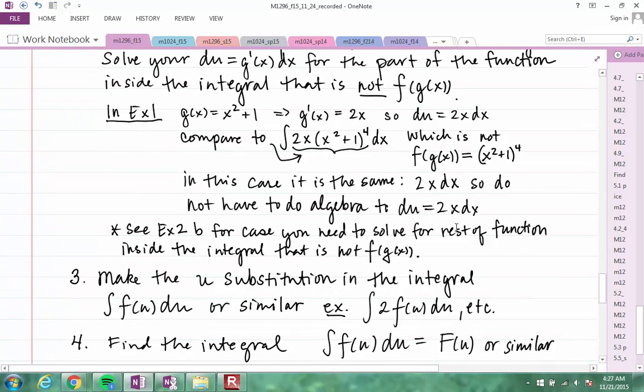Sometimes it differs by a constant, and then you have to do a little bit of algebra to this du equals g prime of x dx equation, and you just pull over the constant and do what you need to do. So I'll do an example at the end of this recording that requires you to do that.